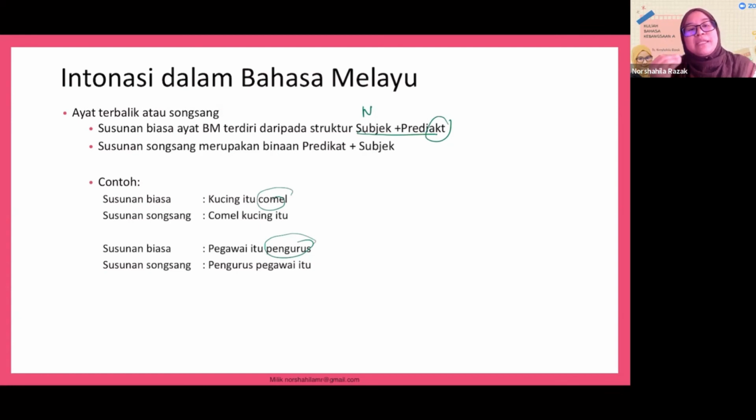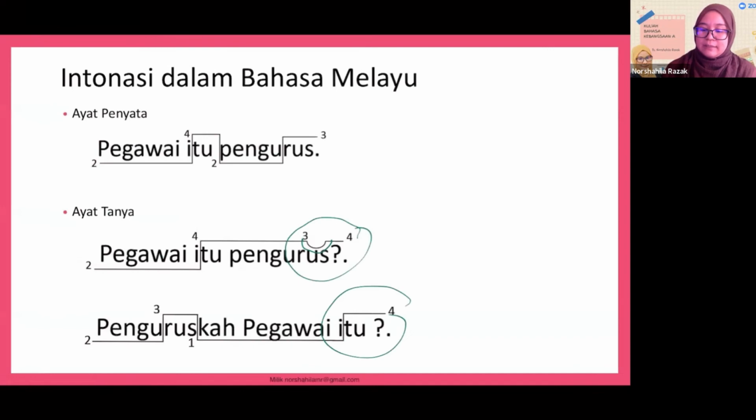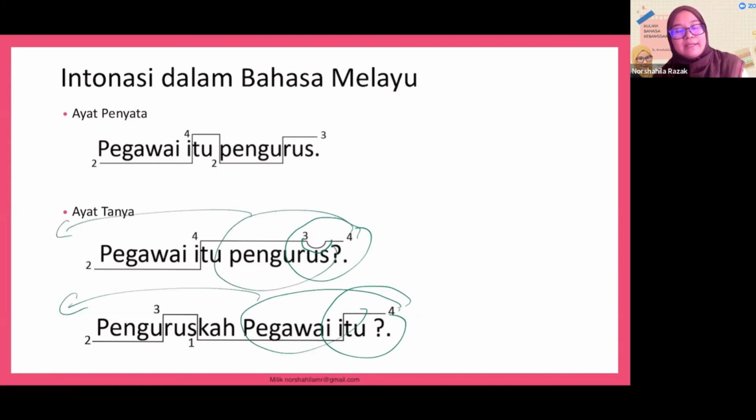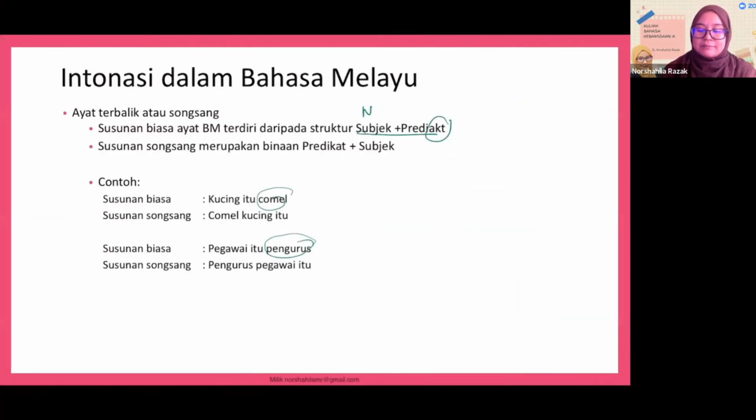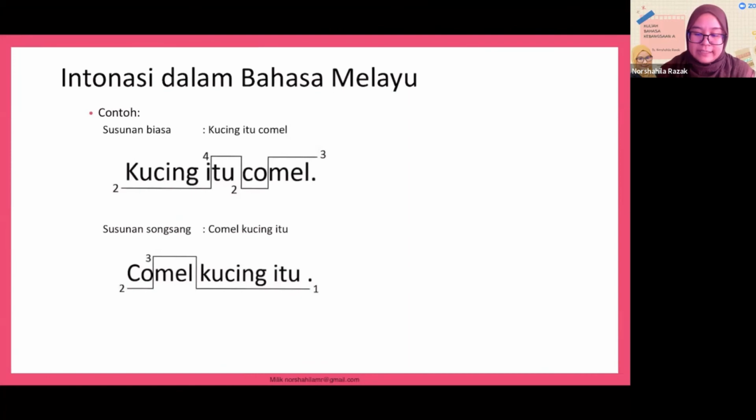the predikat pun dia akan turut bawa ke depan. Okay, macam inilah tadi. Okay, yang ni akan duduk kat depan. Okay, bila kita buat ayat songsang, jadinya ini akan kita bawa sekali lah. Sebab tu macam comel kucing itu, pengurus pegawai itu. Okay, pengurus pegawai itu pengurus, kucing itu comel. Okay, itu untuk ayat songsang dan juga ayat biasa. Macam ni dia akan bentuk untuk intonasi.